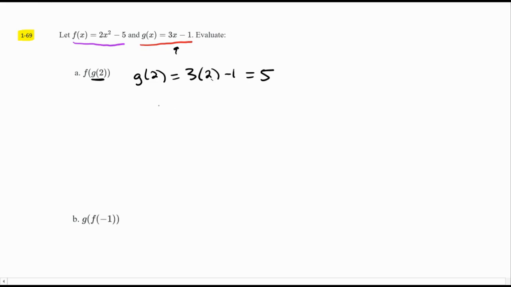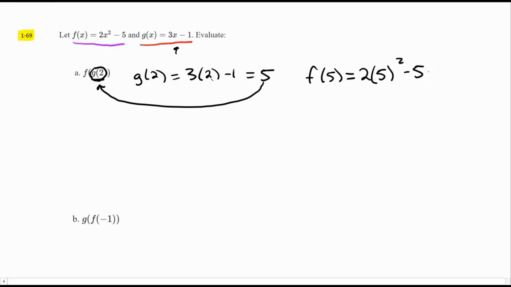Now I know g of 2 is equal to 5, so my next step is, what is f of 5? I'm just taking the function f of x and plugging in 5. Order of operations here: 5 squared is 25, times 2 is 50, minus 5 is 45. So that's what f of g of 2 is equal to: 45.